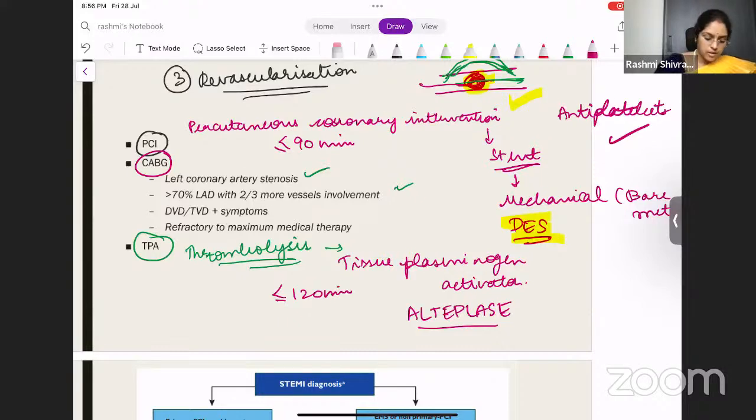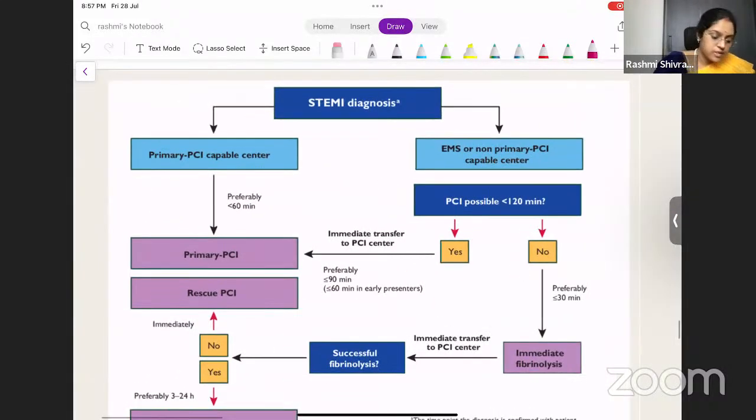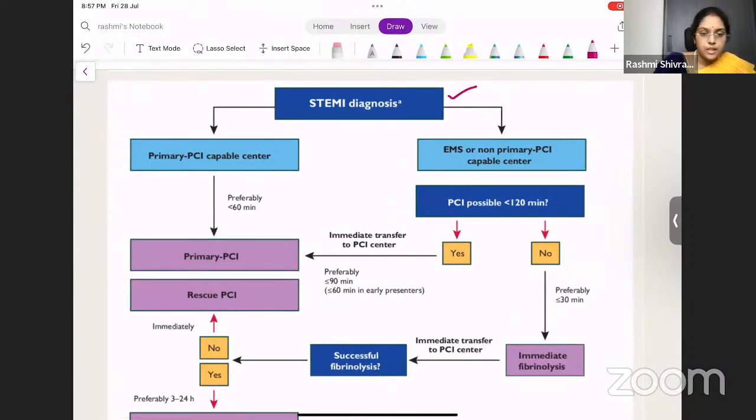Now, a small recap. You have a diagnosis of STEMI. If the center is capable of doing a primary percutaneous coronary intervention, preferably within 60 minutes, then you go in for primary PCI. If you don't have a cath lab in your institution, but you are able to refer the patient to a place where there is a cath lab, then you immediately transfer the patient.